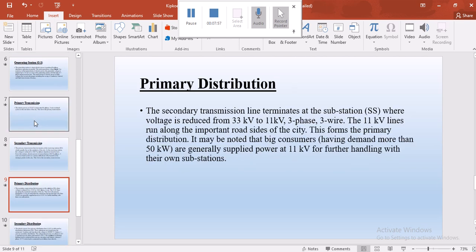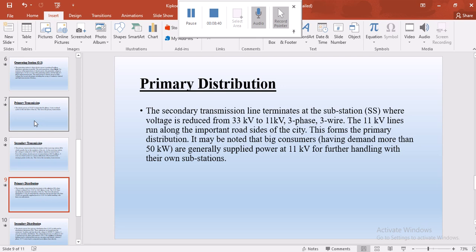At the grid substation, we receive power at 11 kilovolts. In this part, we are going to step down this power from 33 kilovolts to 11 kilovolts. The 11 kilovolts we get from the three-phase step-down transformers. Now, the secondary transmission line terminates at the substation, where voltage is reduced from 33 kilovolts to 11 kilovolts. The 11 kilovolt lines run along the important roads of the city. This forms the primary distribution.